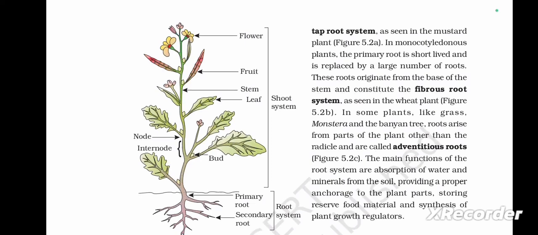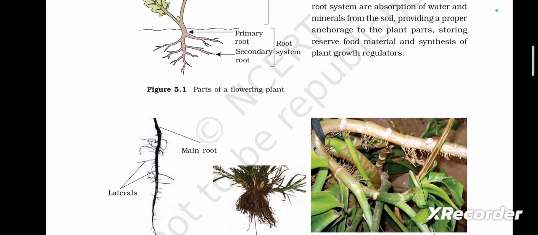In some plants like grass, monstera, and the banyan tree, roots arise from parts of the plant other than the radicle and are called adventitious roots. The main functions of the root system are absorption of water and minerals from the soil, providing a proper anchorage to the plant parts, storing reserved food material, and synthesis of plant growth regulators.